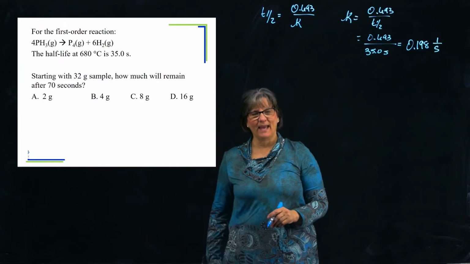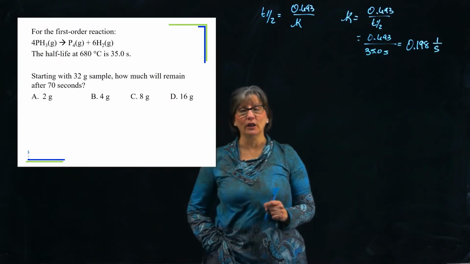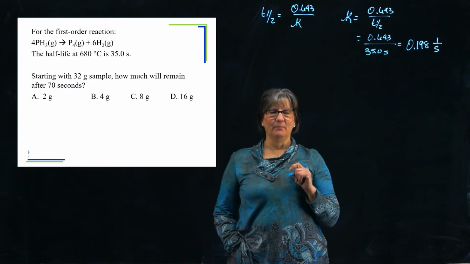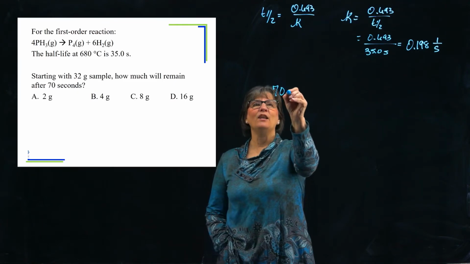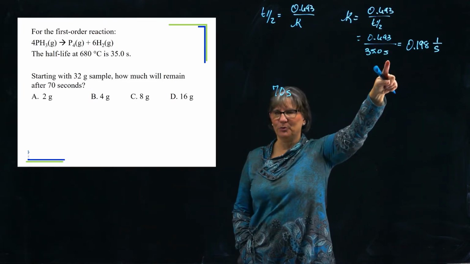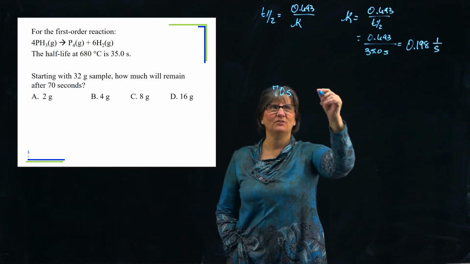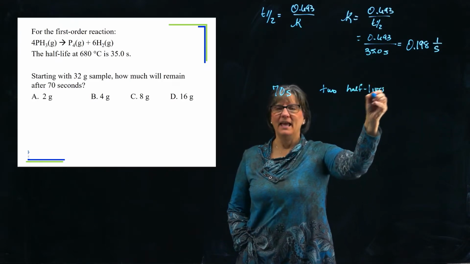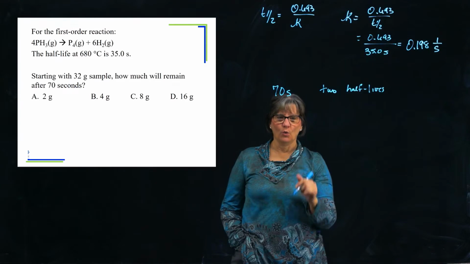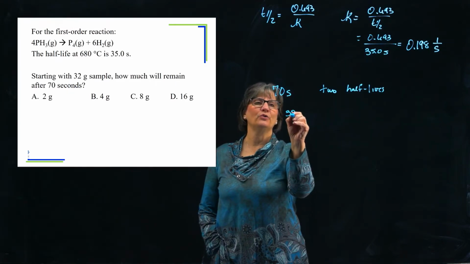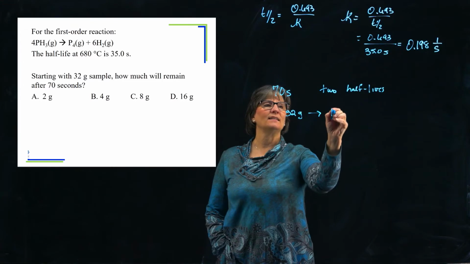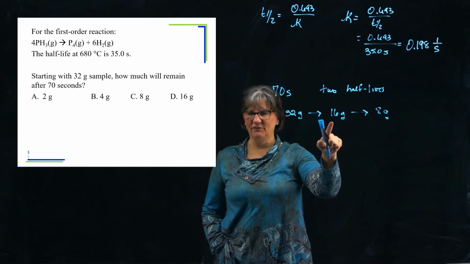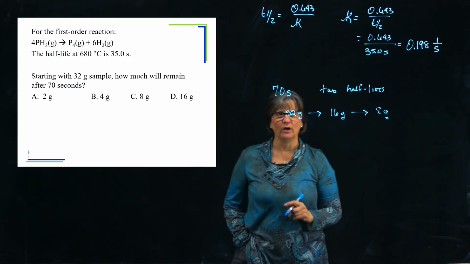Well, did you pick 8, and were you able to do that fairly quickly, or did it take a lot of calculations? Whenever I'm given a time like that, 70 seconds, I look back at my half-life and see if that's a multiple of that. It is 2 half-lives. It's going to get cut in half twice. How much did I start with? I started with 32 grams. I cut it in half once, and I'm down to 16 grams. I cut it in half again, and I'm down to 8 grams. So that's the first half-life, that's the second half-life, and we are set with that.